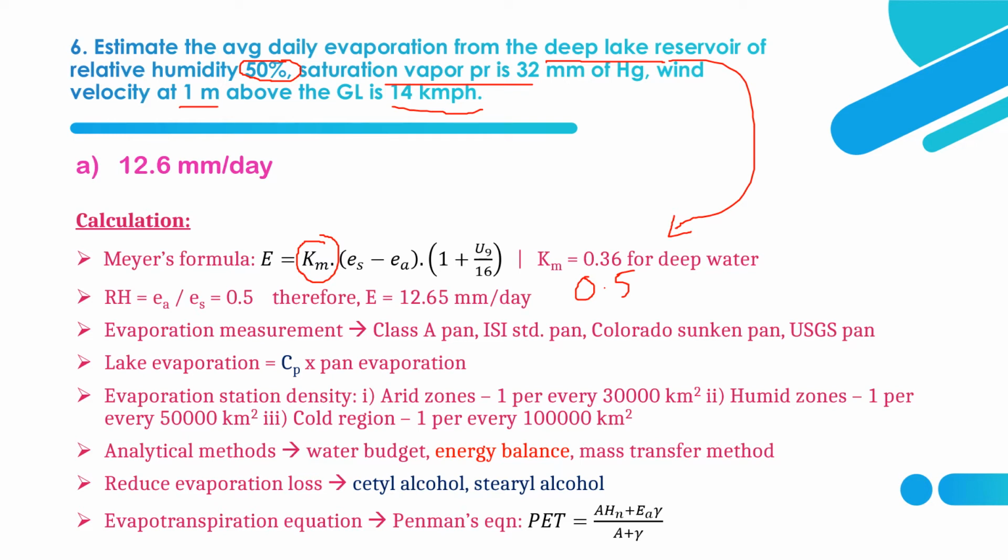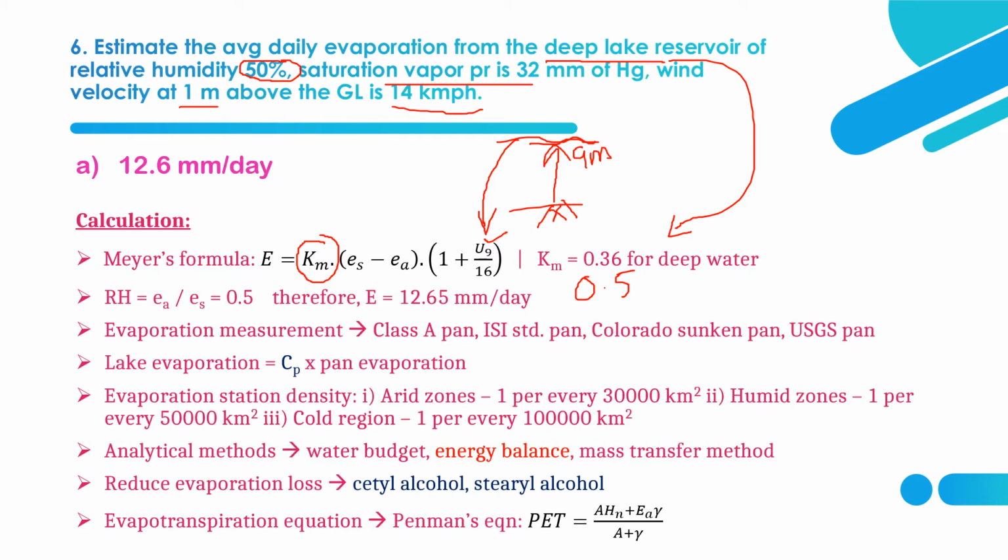And what is U9 here? U9 means the monthly mean wind velocity at about 9 meters above ground level. So if it is the ground level, then at the 9 meter level, what will be the wind velocity? That is denoted as U9. And what are ES and EA? EA is the vapor pressure measured at the same height at which wind speed is measured.